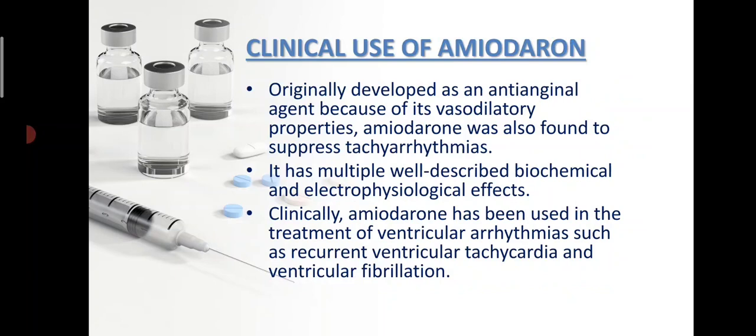Now come to the clinical use. As we previously discussed, amiodarone is an anti-arrhythmic agent. So the first use of amiodarone is what? It is an anti-arrhythmic agent. Now the second use: previously it was used as an anti-anginal agent because of its vasodilation properties. It has multiple well-described biochemical and electrophysiological effects.